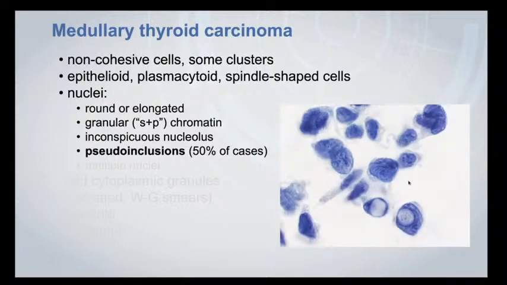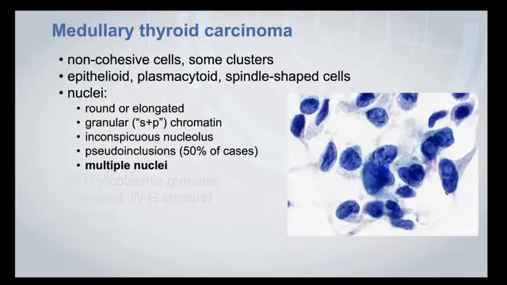And very importantly, you can see pseudo-inclusions in about half of the cases of medullary thyroid carcinoma. And here's a beautiful example of a couple of pseudo-inclusions that look exactly like what you typically see in a papillary thyroid carcinoma, except these cells are single cells and not arranged in the classic aggregates or flat sheets that we associate with PTC. Multiple nuclei, binucleation, multinucleation is very common in medullary thyroid carcinoma, as you can see in this particular image here.